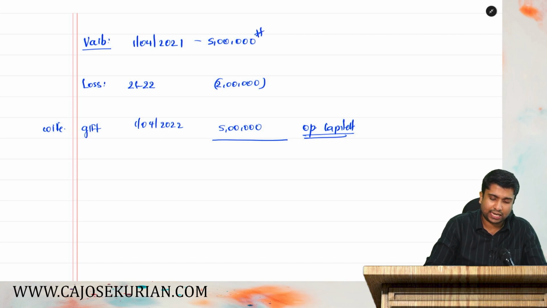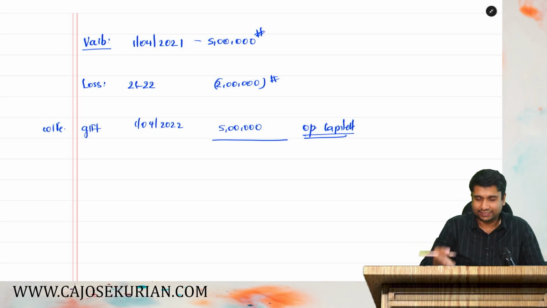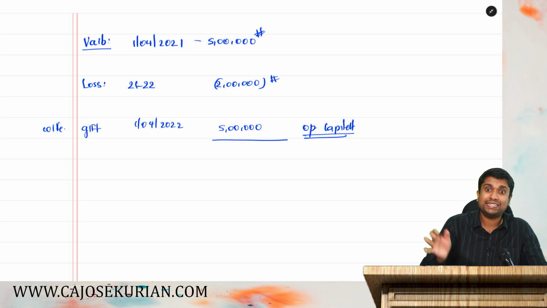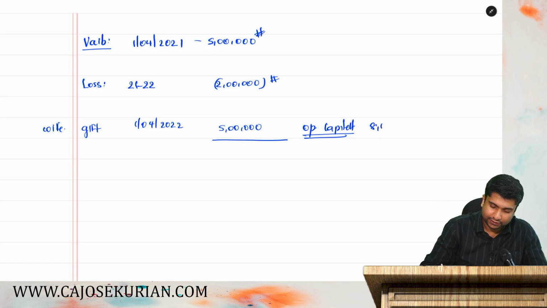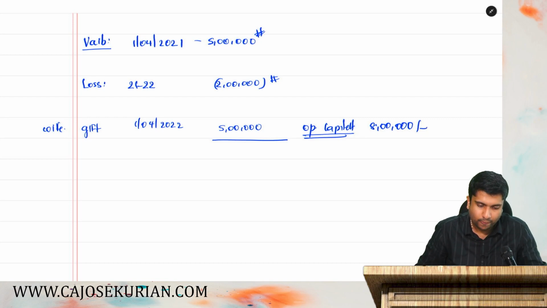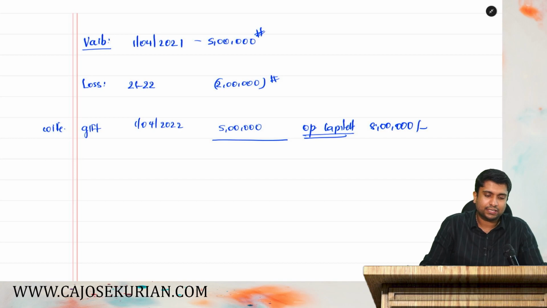5 lakh was the last year's opening capital. He has incurred a loss of 2 lakh. That means 3 lakh is the net capital. This year, on the first day itself, he got 5 lakh rupees as addition. That means 8 lakhs. On the first day, he started his business with 8 lakhs in that particular year. Yes or no? Now, which was immediately invested in the business by Vaibhav, and he earned a profit of 4 lakh.